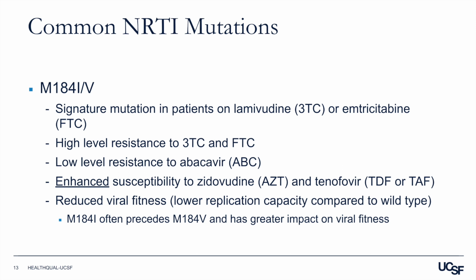The other thing that it does is it reduces viral fitness, which really means that the virus is not as good at replicating as the wild type form. And so that also has an unintentional sort of benefit for us. One thing to know is that the M184I mutation often precedes the M184V. So it's sort of a stepwise pattern, but they have similar effects. And the M184I mutation has a greater impact on the viral fitness.